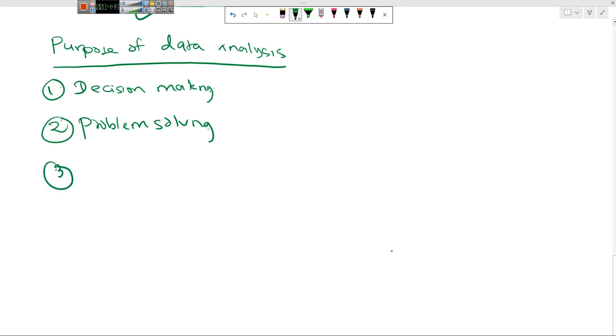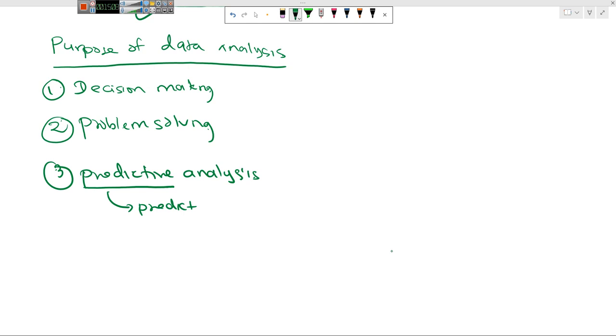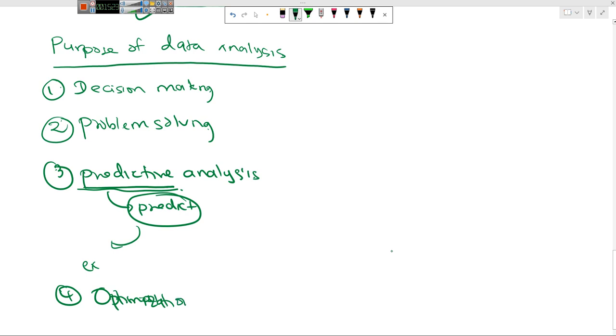And the third one is predictive analysis, right? Predictive analysis means we have to predict what will happen in future, whether the sales will increase or there will be a downfall in the production rate. Whatever it may be, we have to predict what will happen in future based on existing or historical data. Then the fourth one is optimization. About optimization we will separately make a video because this is not included in our topic.